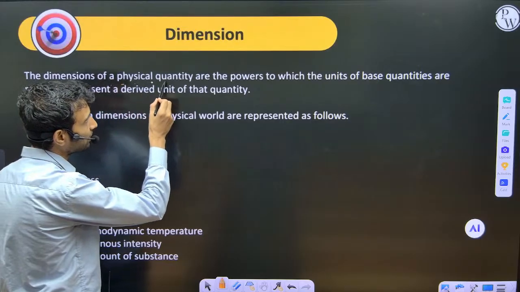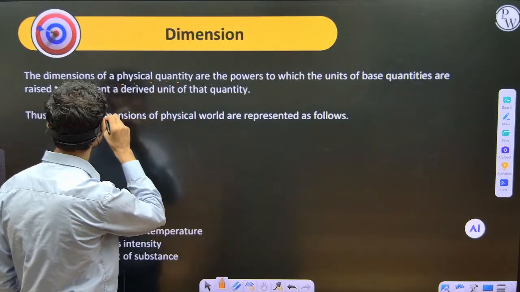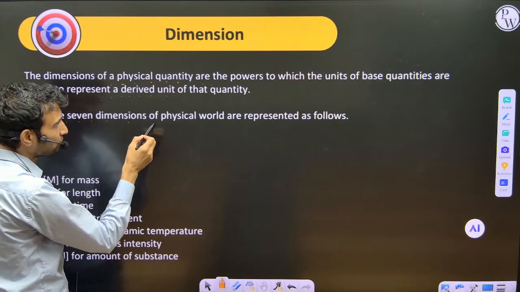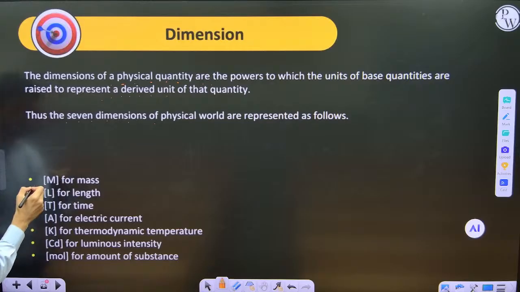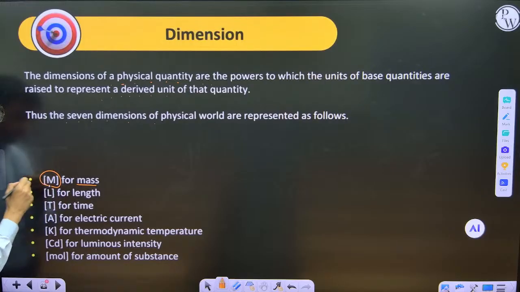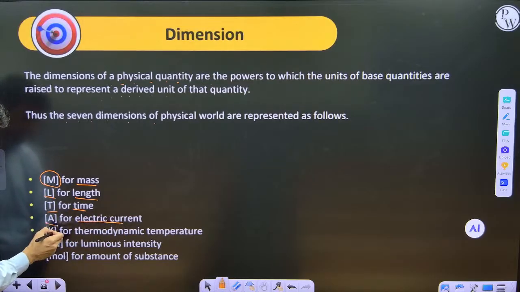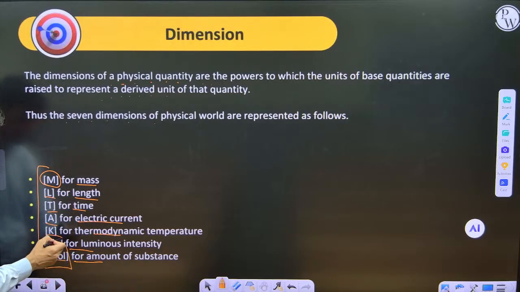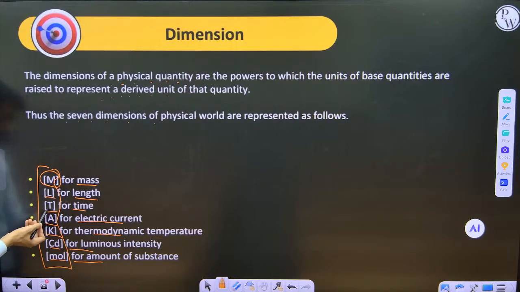Dimensions of a physical quantity are the powers to which base quantities are raised to represent a derived unit of that quantity. There are seven dimensions of physical quantities. So you have to just remember the notations. For mass, the dimension that is used is M. Length it is L, time it is T, current it is A, temperature it is K, and CD for luminous intensity, and MOL for amount of substance. You just have to remember these, and it's very easy to remember, right? M for mass, L for length, T for time, A for ampere, K for Kelvin.